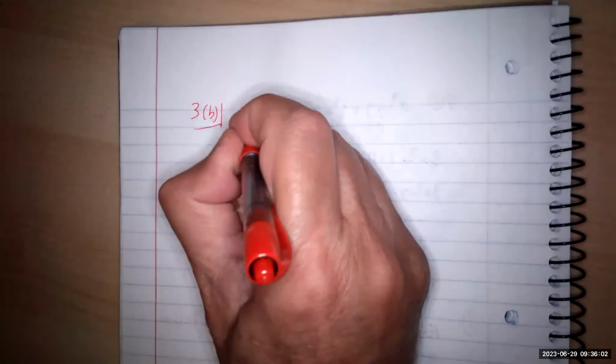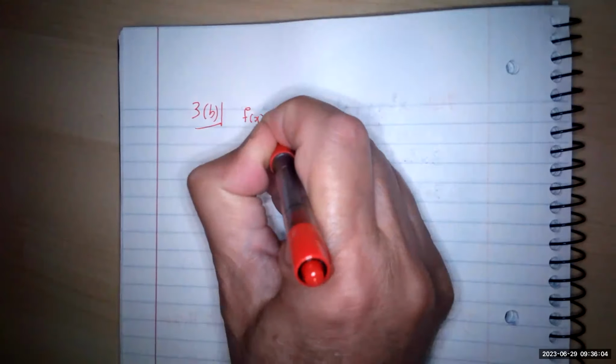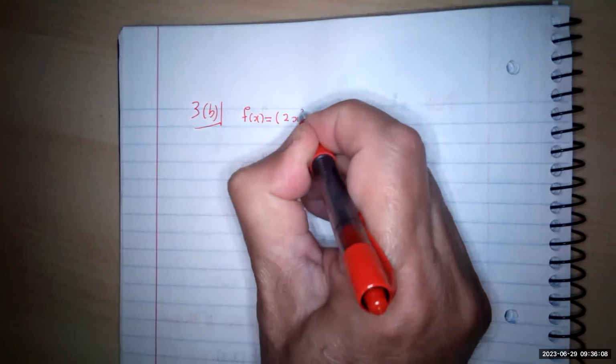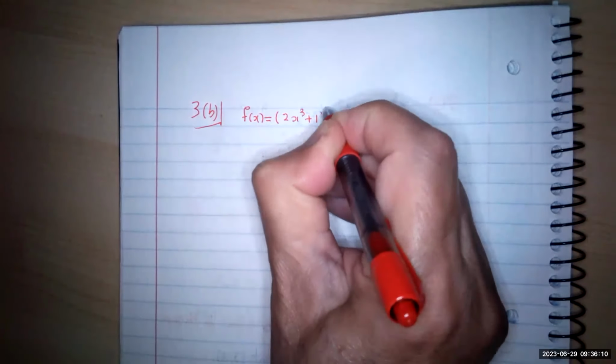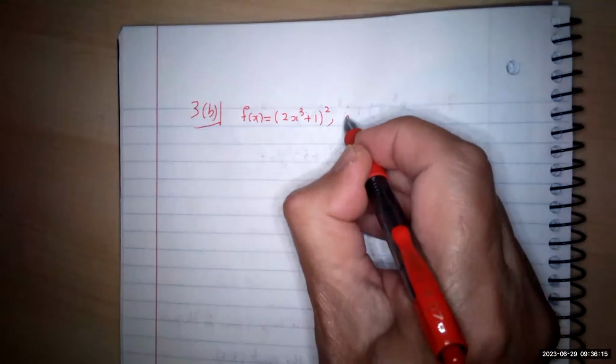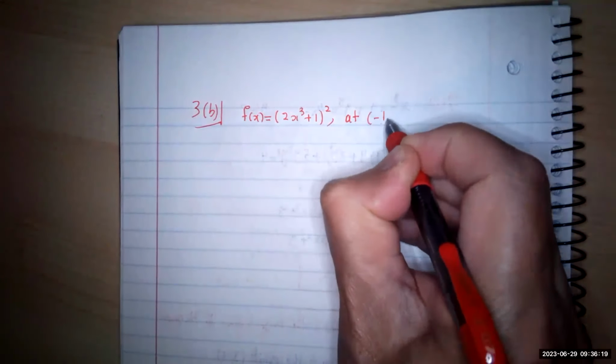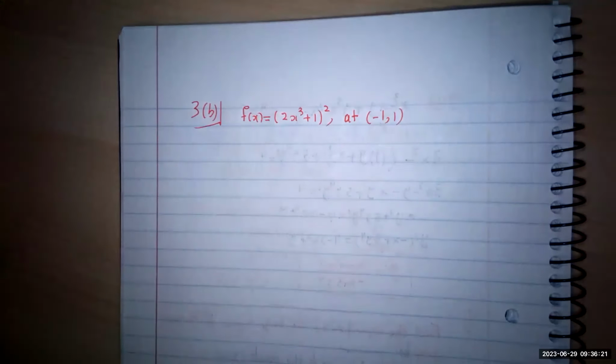Your function is, this is it. Your function is f of x equal to the 2x cubed plus 1, squared. And your point is at negative 1 and 1. That's it.